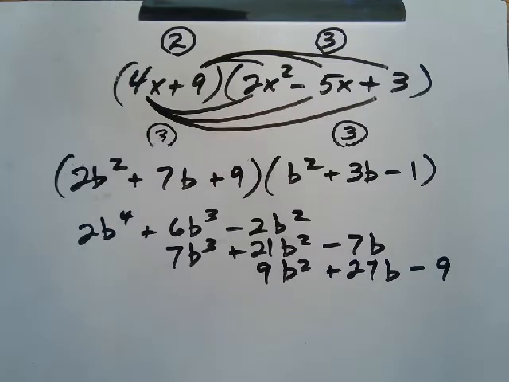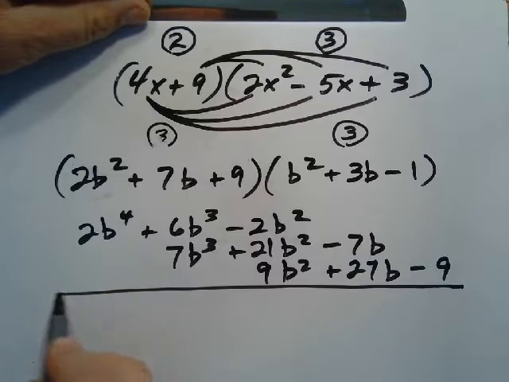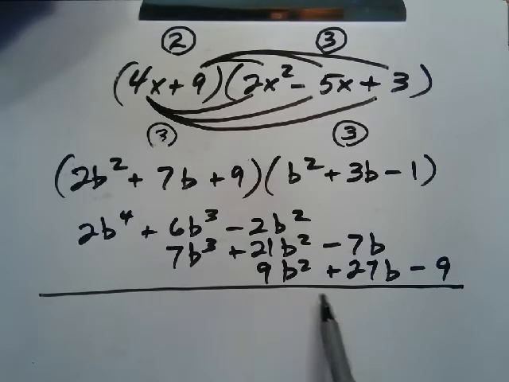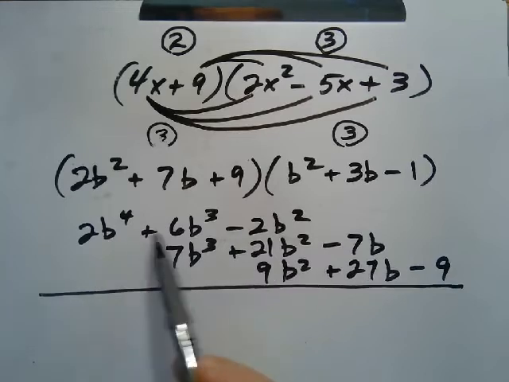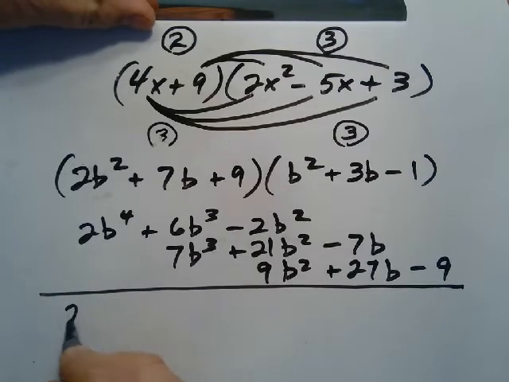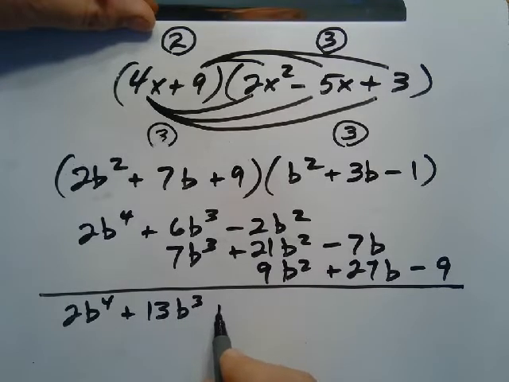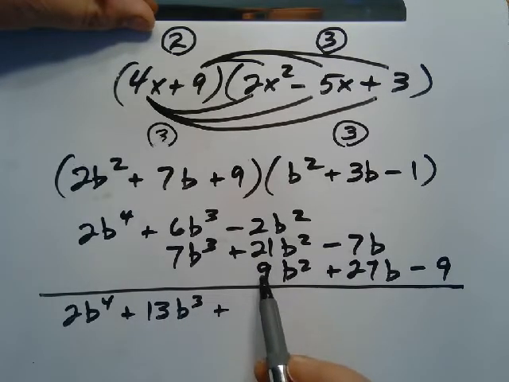Notice how little room we actually used up. Plus, we got these stacked up so that we can add them easily. The b cubeds and the b squareds and the b's will each get added in their own columns. So again, 1, 2, 3, 4, 5, 6, 7, 8, 9 things we did. Now we predicted that, 3 times 3. All right, let's just add these up now. 2b to the 4th plus 13b to the 3rd plus, well, let's see, 21 and 9 is 30, minus 2 would be 28b squared.